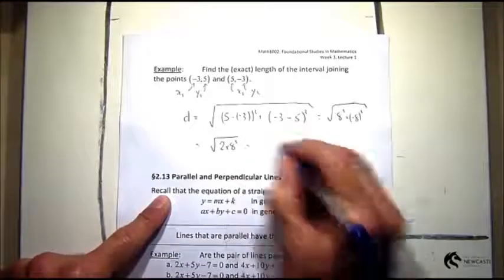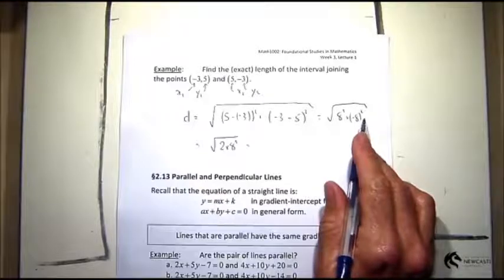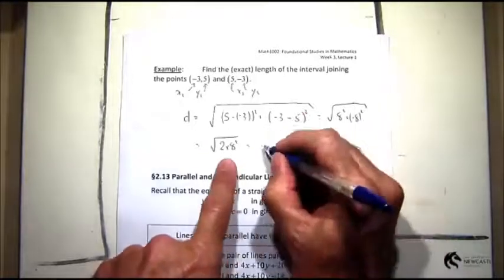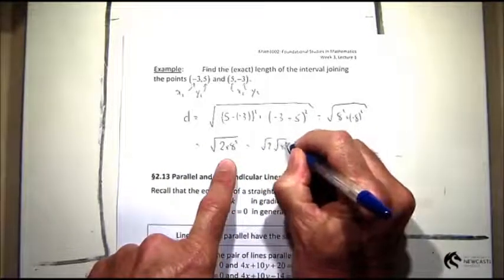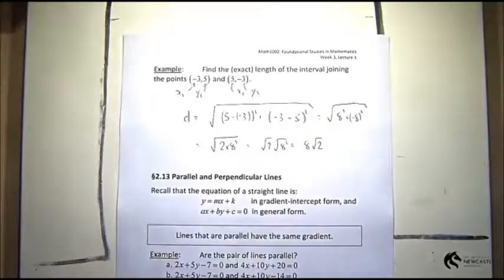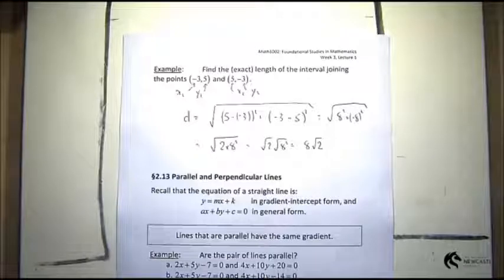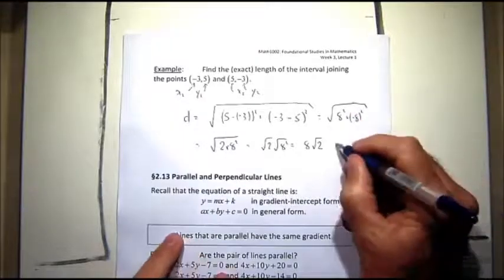I mean, I could have worked that out, said 64 plus 64, that's 128. So this is the square root of 128. But if I do it this way, I can see that's the square root of 2 times the square root of 8 squared, which of course is just 8 root 2. So I didn't have to do any mental arithmetic there to come out with a simple answer. And that, of course, is the exact distance.